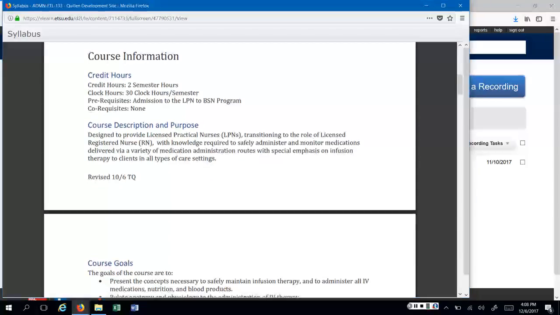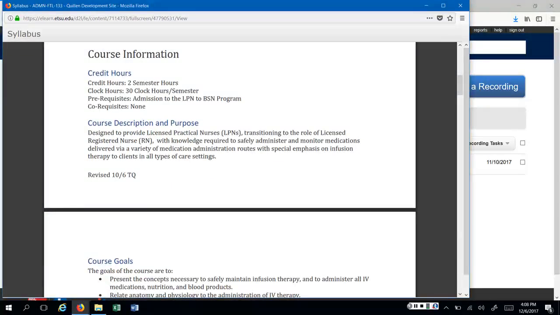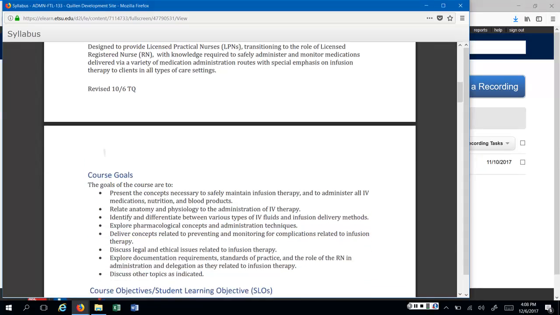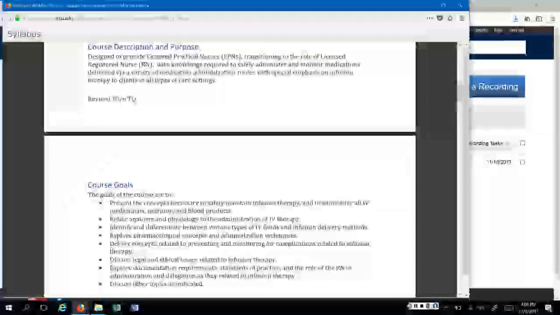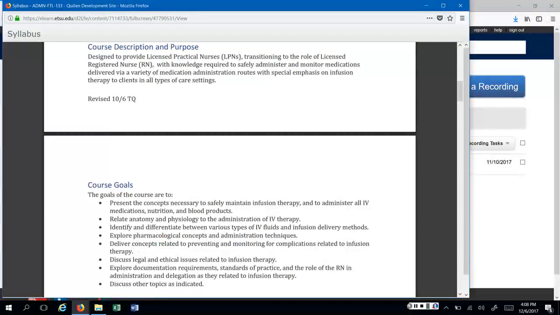Important things you need to know about the course. This is a 2-credit-hour course. Again, we are not going to be covering all of the pharmacology like we would with traditional students. You have experienced some of the pharmacology content in your LPN program, so we don't want to go through all of that again, but we do want to emphasize some of the pieces that you may not have received in your program. So this is a 2-credit-hour course, 30 clock hours. And really, we just wanted, again, to provide information for you on content that you have not been exposed to.